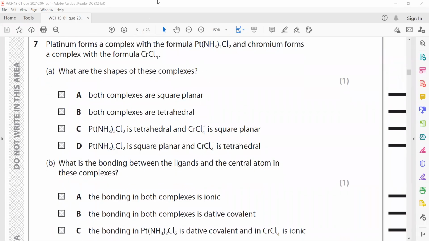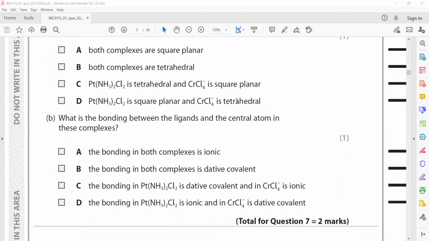Platinum forms a complex, and chromium forms a complex CrCl4. What are the shapes of these complexes? Always remember, platinum will always form a square planar shape, and it can be cis or trans as well, depending on the position where the groups are attached. Chromium tetrachloride has tetrahedral geometry. So CrCl4 is tetrahedral, whereas platinum always forms square planar.